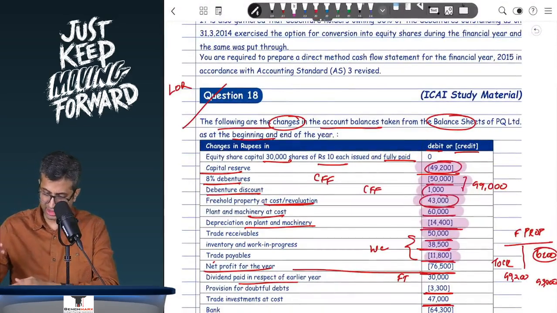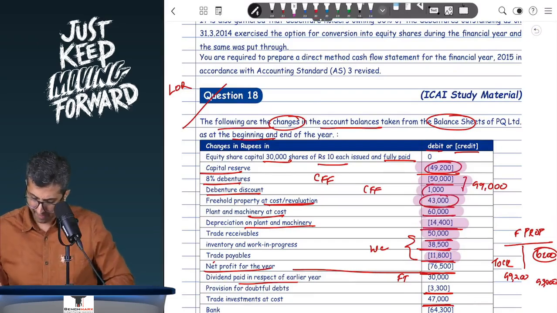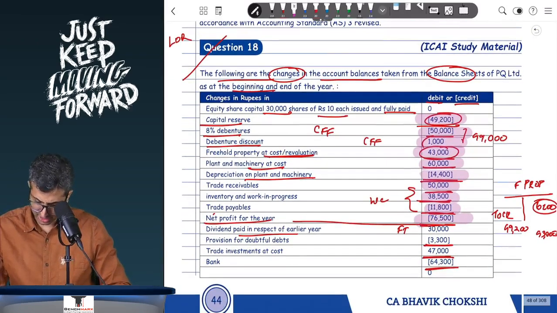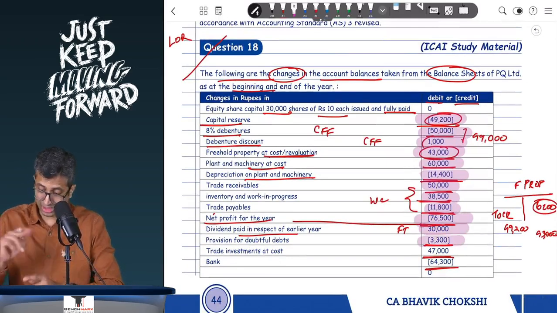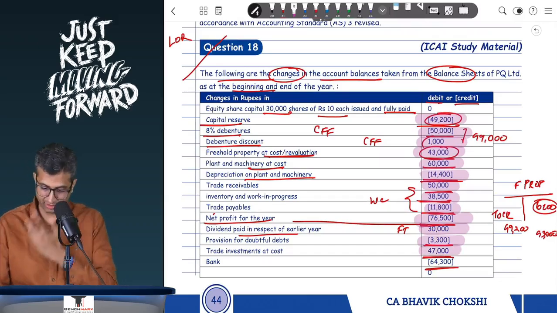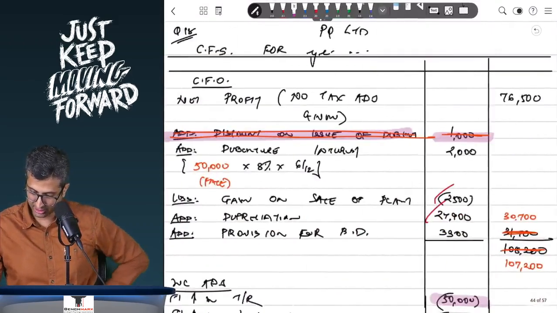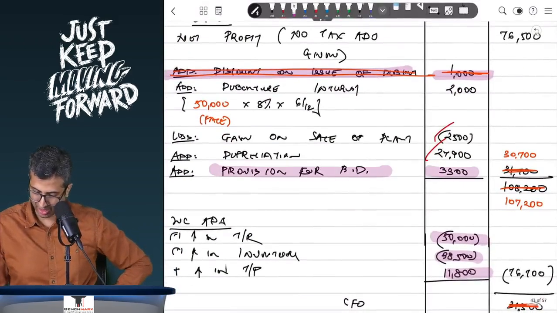Increase in trade receivables deduct, increase in inventory deduct, and increase in trade payables add. Okay, net profit you would have taken starting में, dividend paid for the earlier year, financing, provision for bad debts, non-cash in nature, you will add back 3,300 change, and trade investment at cost. If you are purchasing at 47,000, that will be a fine investing activity. 47,000 हमने purchase किया. This is non-cash, you will add back.